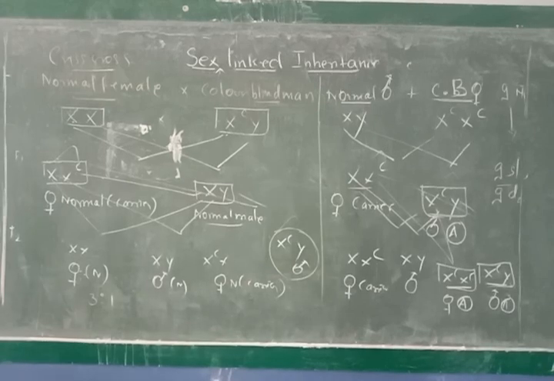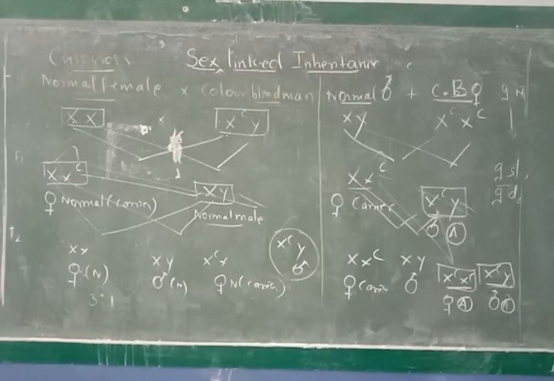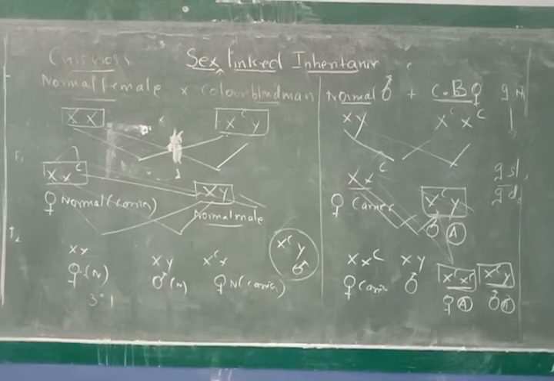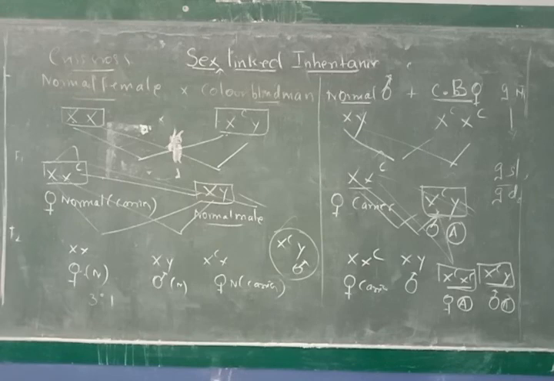Question number 3. The queen bee produces male drones by the process called dash. The queen bee produces male or drones by the process called dash.